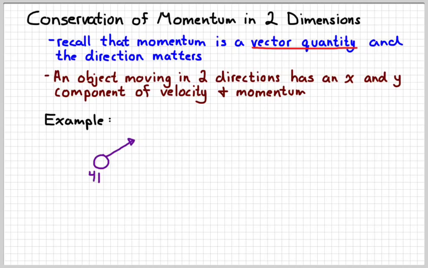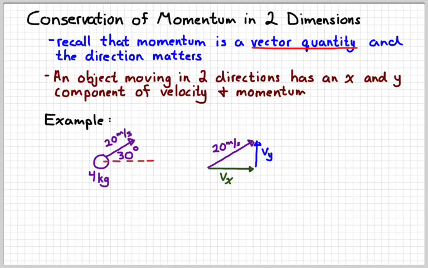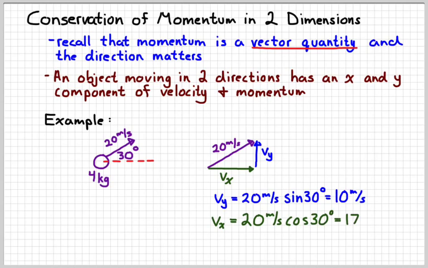So as a simple example, suppose we have this object, which is 4 kilograms in mass, but it's moving at 20 meters per second above the horizontal by 30 degrees. We can construct a vector diagram and break that velocity up into two directions, a Vx and a Vy. And then use a little bit of trigonometry to figure out what the y component is, using the sine, and the x component using the cosine.